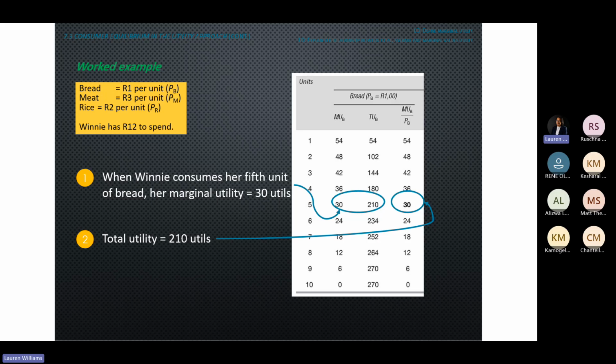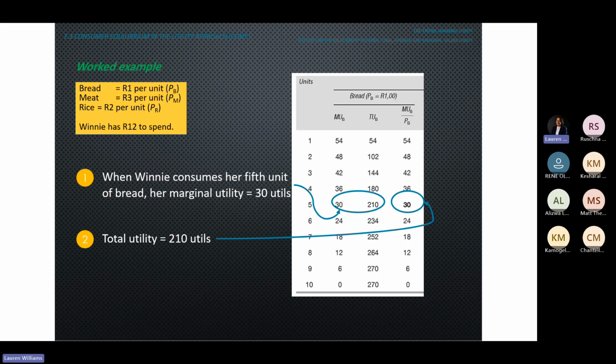But in essence, the important part is this working example, where you get given a budget of 12 rand. That can be your income, for example's sake. Now they're saying bread is 1 rand per unit, meat is 3 rand per unit, and rice is 2 rand per unit. Because we have this basket we want to fulfill and maximize our satisfaction, what combination of these 3 products can you get based on the 12 rand, the total budget that you have?